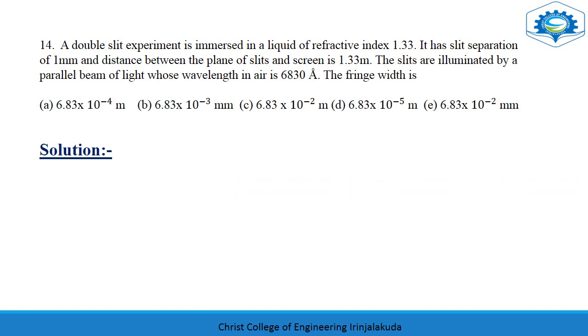Next question. A double slit experiment is immersed in a liquid of refractive index 1.33. It has a slit separation of 1 millimeter and the distance between the plane of slits and screen is 1.33 meter. The slits are illuminated by a parallel beam of light whose wavelength in air is 6830 angstrom. The fringe width is?